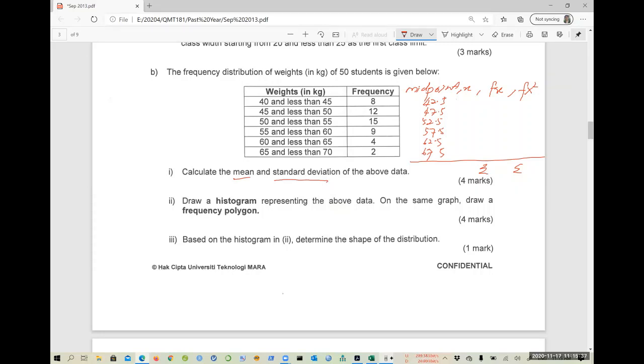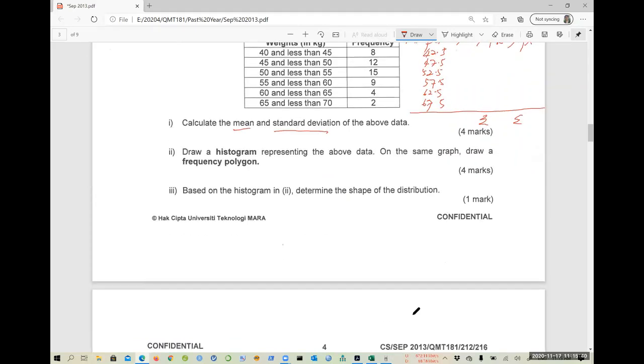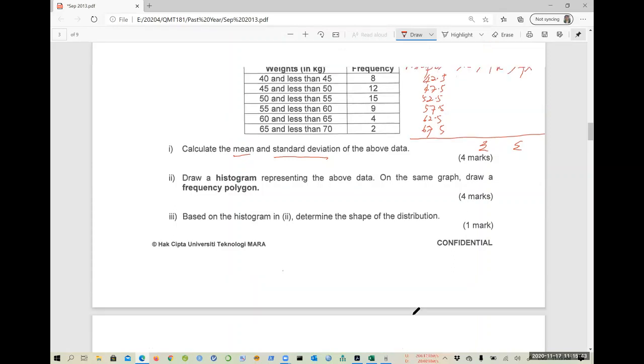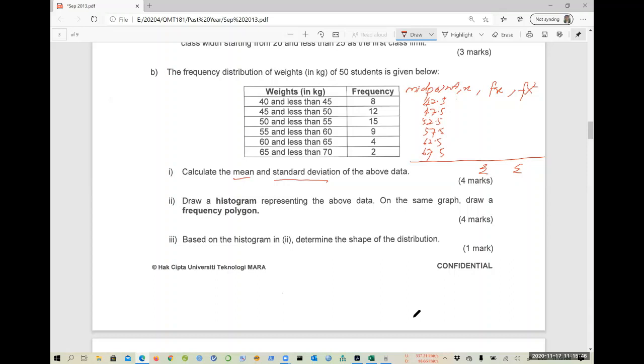All right, the next one that you need to do is to draw the histogram representing the above data, and on the same graph, draw a frequency polygon. Okay, in order to draw the frequency polygon, you need the cumulative value. So the cumulative values will be 8, 20, 35, 44, 48, and 50. You will start with 0 from the previous class and then use the midpoint. Okay, how to do that? So let me just give you the answer for the histogram.